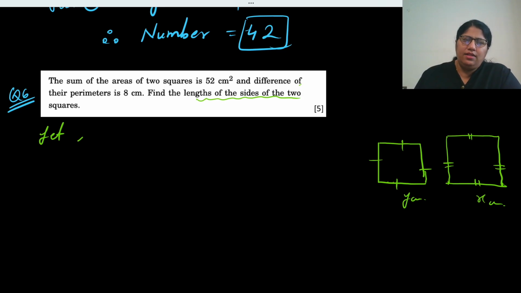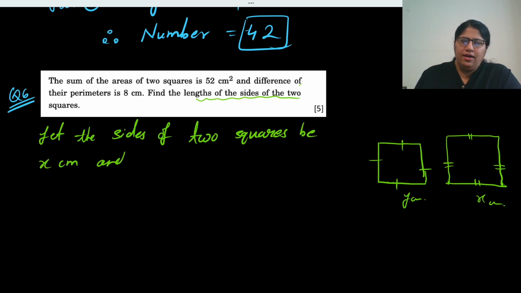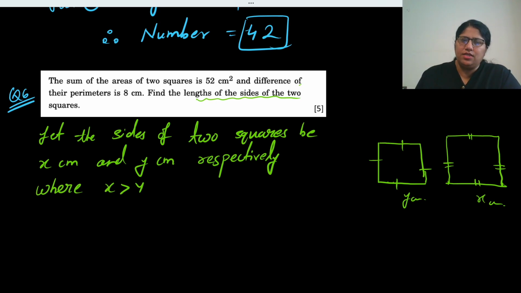So let the sides of the two squares be x centimeter and y centimeter respectively, where x is greater than y. You must mention this, right? Now this definition is done.